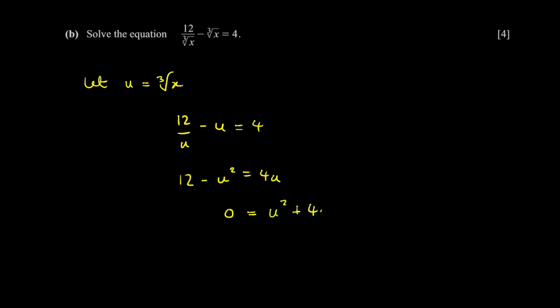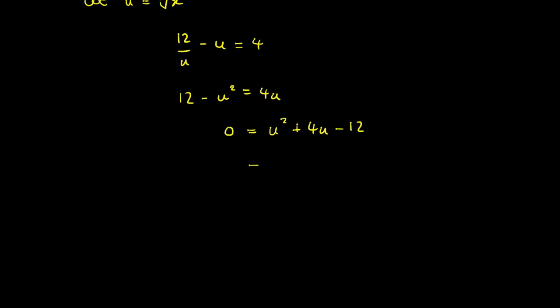which means that 0 is equal to u squared plus 4u minus 12. And we can factorize that. So I think that will give us u plus 6 and u minus 2. And the reason for that is we're looking for two numbers that multiply together to give negative 12 and that add up to give positive 4. And positive 6 and negative 2 do that. Okay, so that means we've got solutions u is equal to negative 6 and u is equal to positive 2.